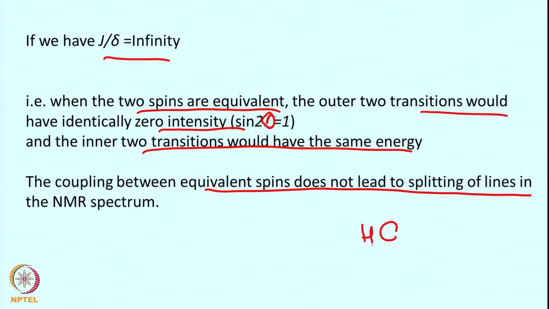Like if you look at CH3 in methanol, these are equivalent spins and they will have only one peak. So, they are magnetically equivalent spins and do not cause splitting of the line in the NMR spectrum.